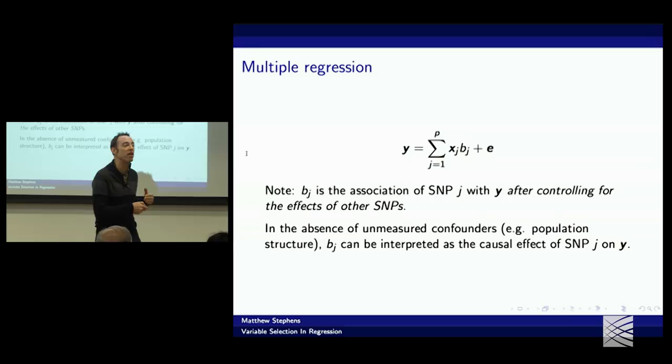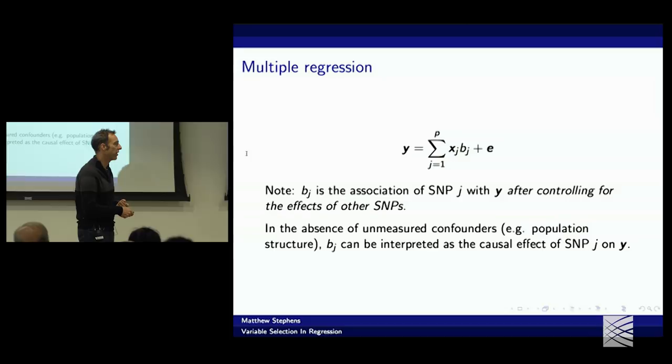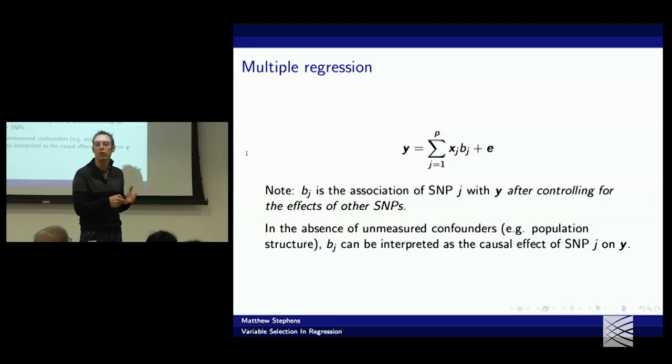But if we knew the true value of b in this model, you would interpret it as essentially a causal effect, or at least an average causal effect of that SNP on y. Maybe I should have said the x's. I'm thinking of coding the genotypes as 0, 1, or 2 copies of each allele.